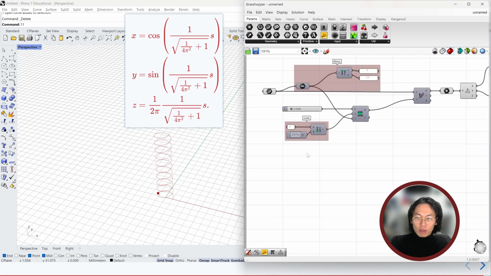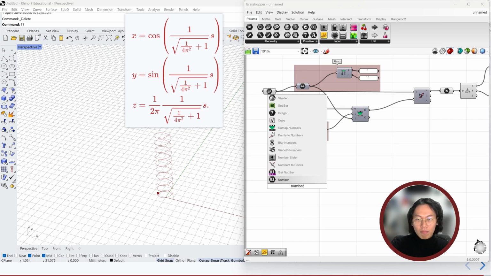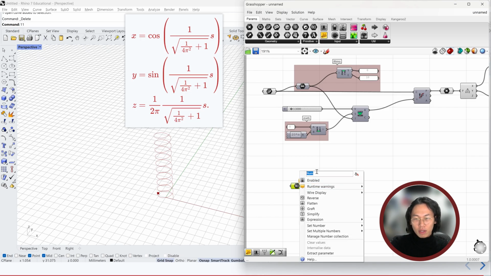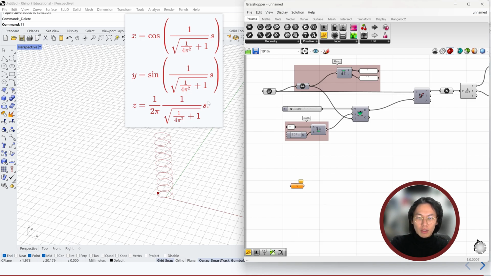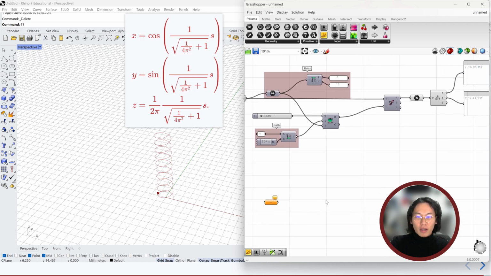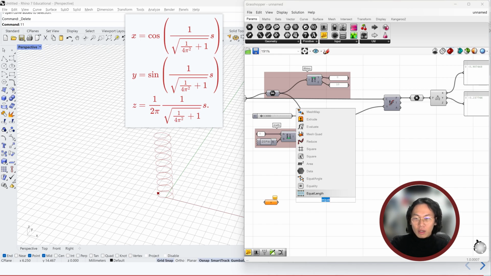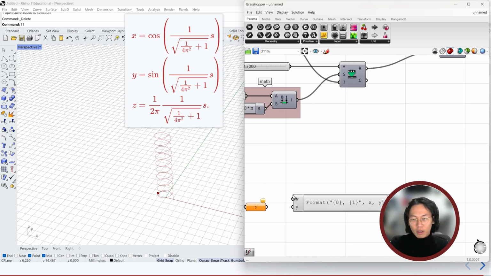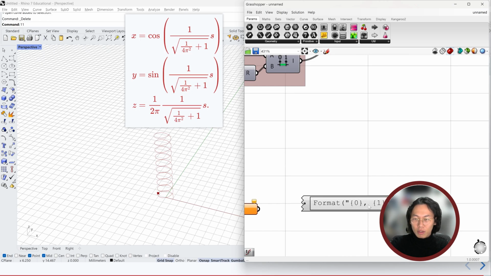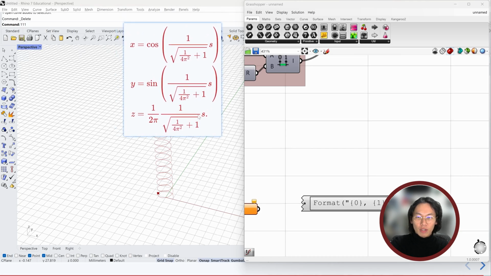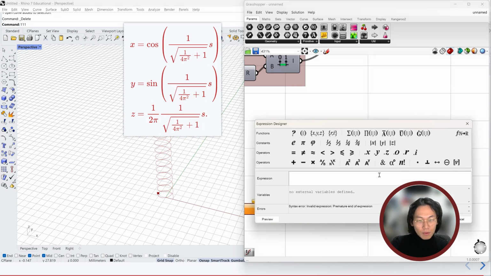So first of all, let me set up the inputs as number, and let me call it X. So this will be the input of this one, S. And let me create an equation or expression, and I have inputs from here. I just want to use this equation to represent this ugly part of this one. So that would be 1 over something.